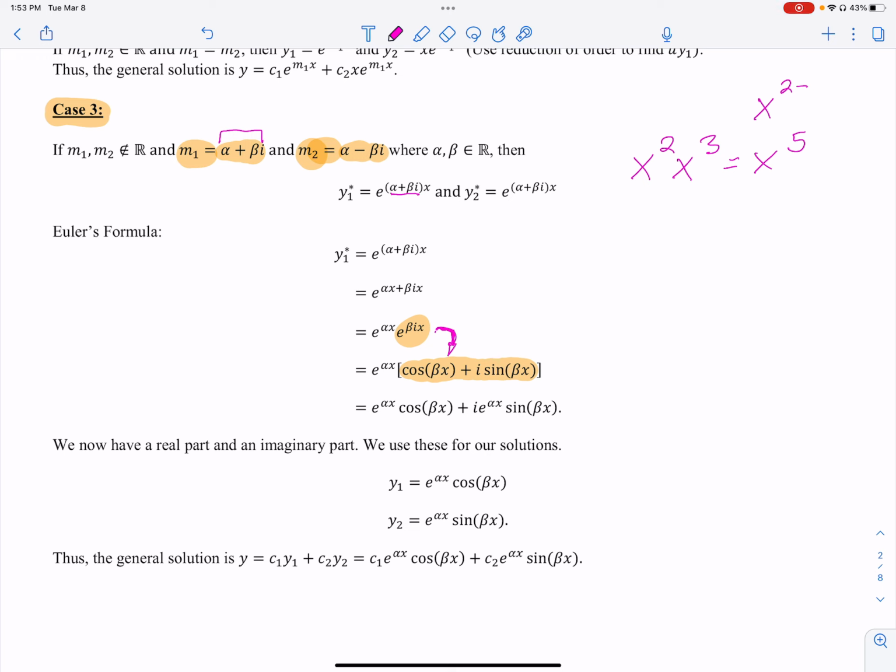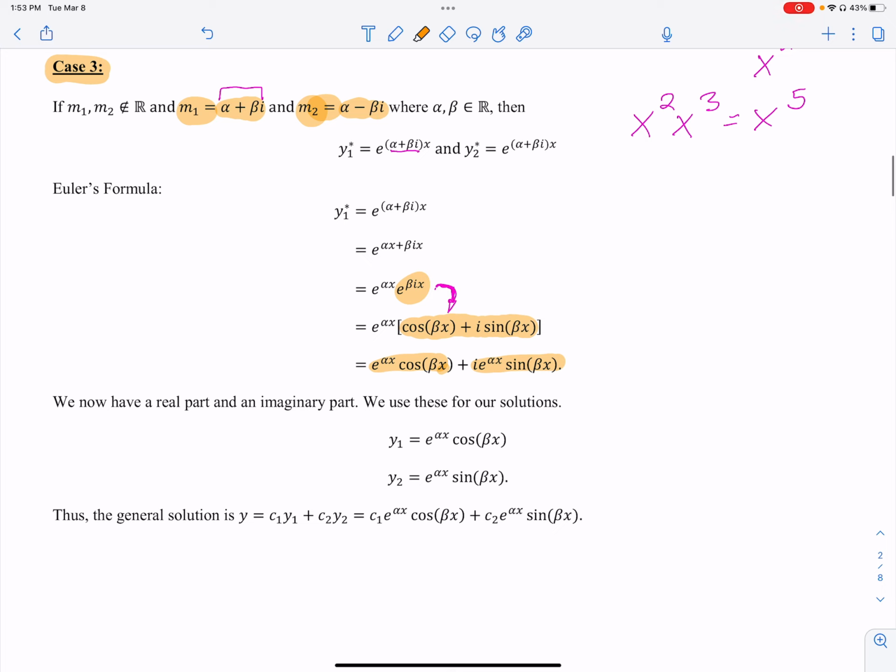And then notice you could just multiply e to the alpha x to both, and there is y1 expressed as a real part and an imaginary part. Where these solutions come from is we actually just take those real parts and they are solutions. So y1 is the real part, y2 is the imaginary, without the i. So to write a general solution, we have that. So if we end up with complex roots, we follow this method, and we can spit out two solutions.